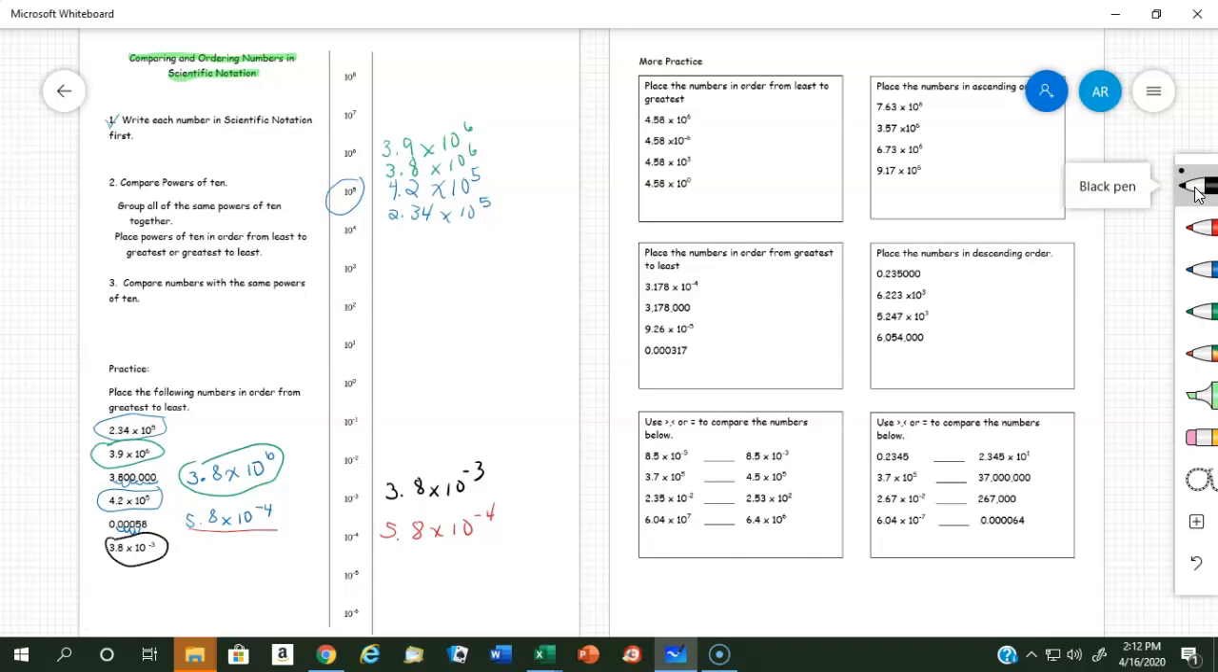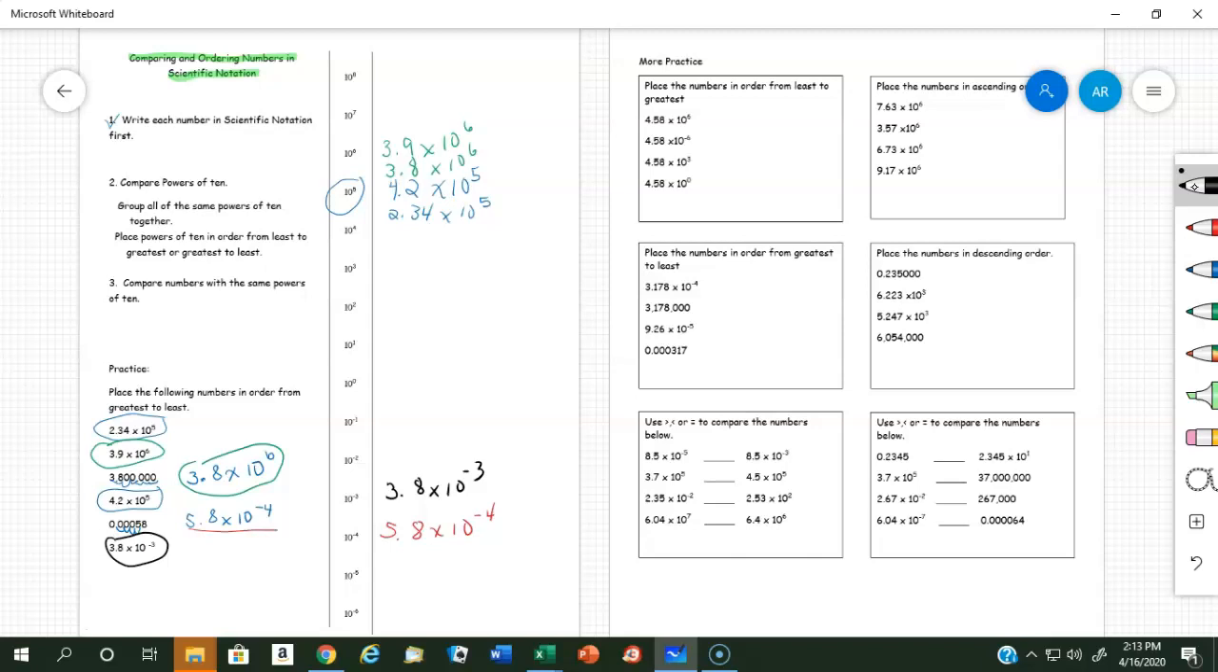So now I have them in order. I grouped them together with the same powers of 10, and then I compared them, and I know 3.9 is bigger than 3.8. I love how I have this little guide here: 10 to the 0 here is 1, and then it goes up from there, and then it gets smaller as I go this way. So my smallest number here is going to be 5.8 times 10 to the minus 4th, and then we're going to get progressively bigger. So it's important to group them together, and this is a really great guide for it, and then look at the numbers within the same groupings.